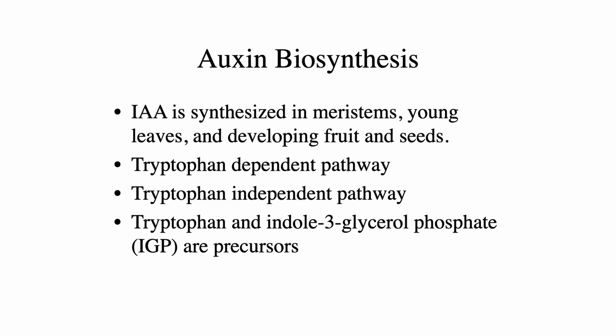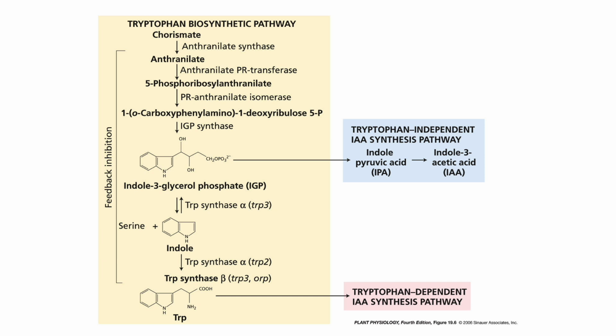The precursors to these pathways are tryptophan and indole-3-glycerol phosphate. The tryptophan biosynthetic pathway is shown on the left. The branch point precursor for tryptophan-independent biosynthesis is indole-3-glycerol phosphate. Indole-3-pyruvic acid serves as an intermediate. The names of single gene mutants are placed in parentheses.